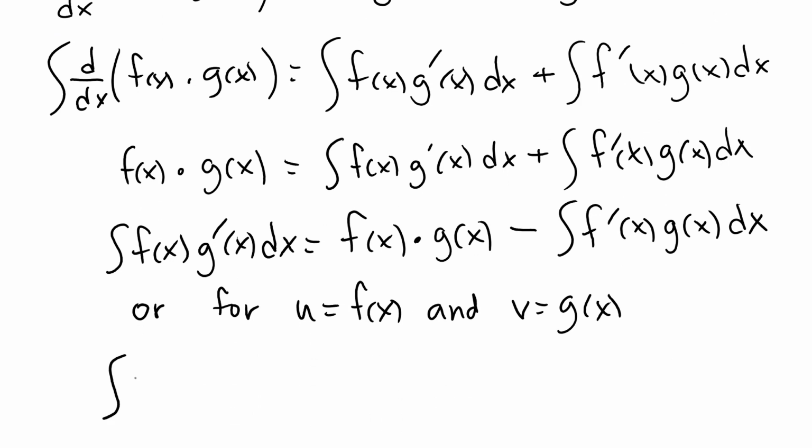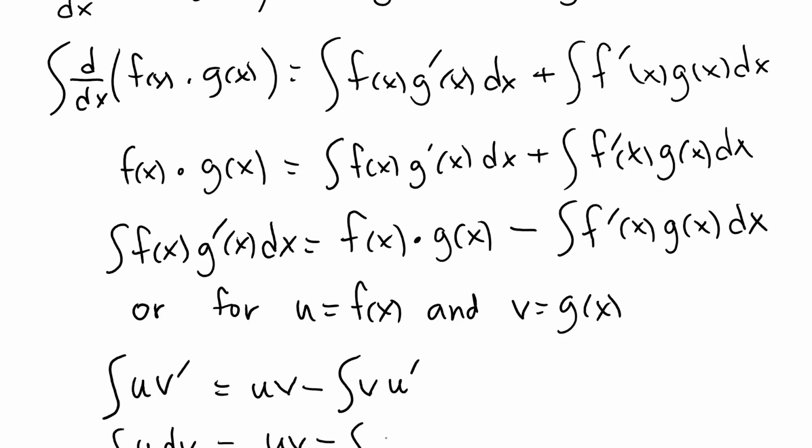We now get u times v prime is equal to uv minus the integral of v u prime. And you can check that that is true. And really, this is u with the derivative of v is equal to uv minus the integral of v du. Let's see how this works with an example.